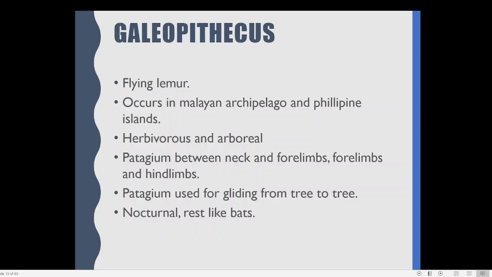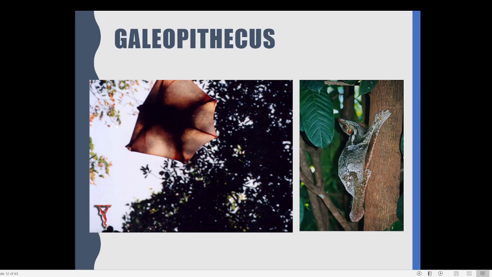Then nocturnal. You know the meaning of the word nocturnal: mainly living during night, active during night, and resting like a bat. Here you can see that during the daytime, it attaches itself to the bark of tall trees and rests there. Only during night time does it come out and feed.